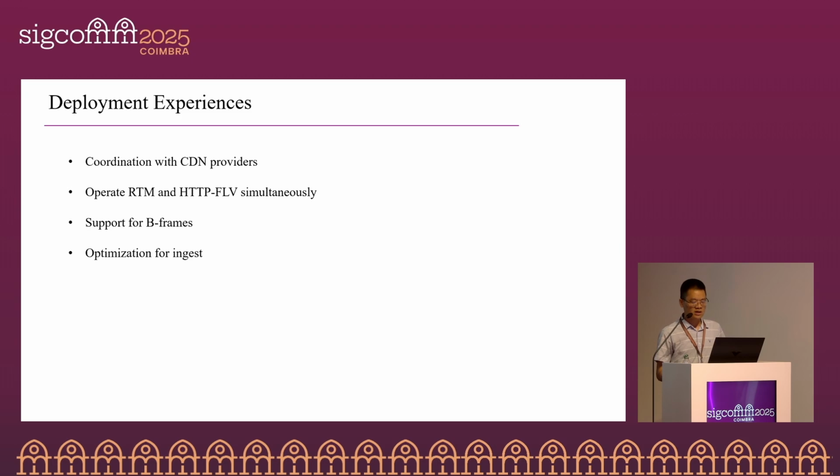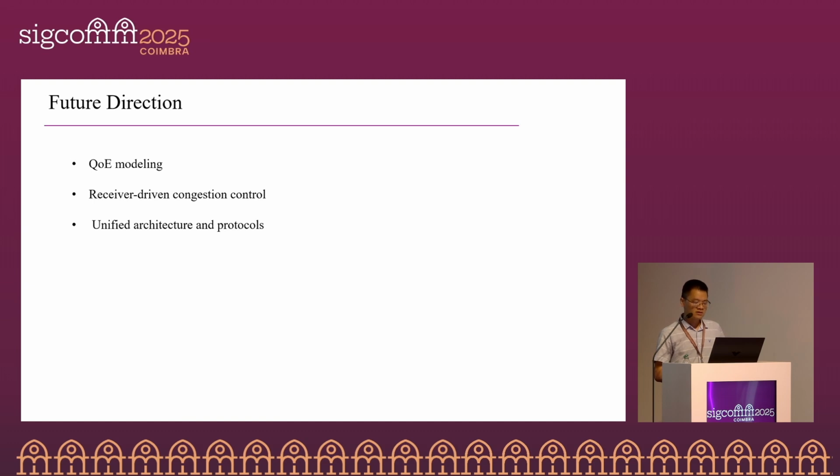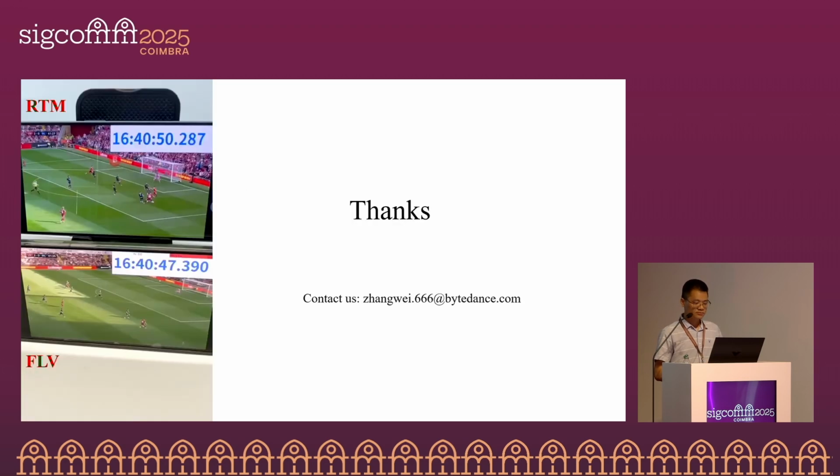Additionally, we are working on supporting B-frames for higher encoding efficiency. Finally, we focus on ingest-side optimizations, as improvements at the ingest level benefit many concurrent viewers simultaneously. So looking ahead, we see several exciting opportunities to further enhance RTM and live streaming technologies, including QoE modeling, receiver-driven congestion control, and unified architecture and protocols.